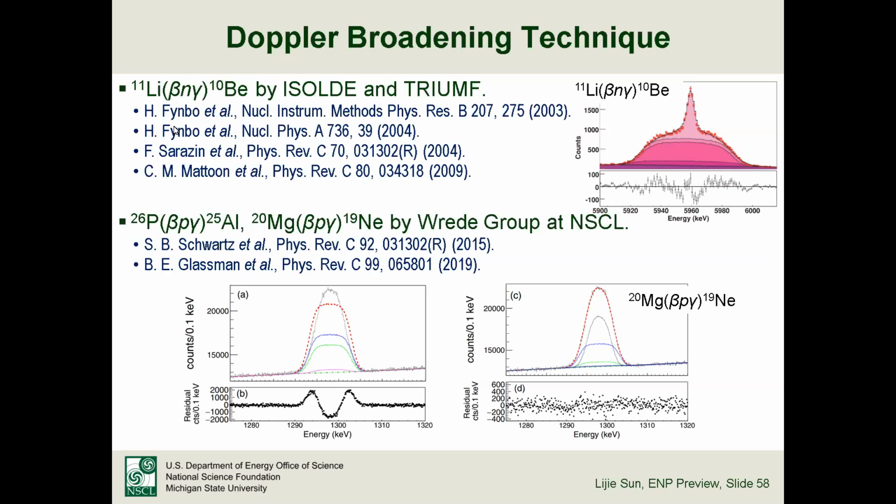We extended this method to higher masses and applied it to the proton-rich nuclei phosphorus-26 and magnesium-20. The same gamma-ray line is shown in the two figures at the bottom. You can see the relative proton branches from two previous proton spectroscopies were used to separately fit the data. And it is easy to see that one of the two results failed to reproduce the gamma-ray peak shape.